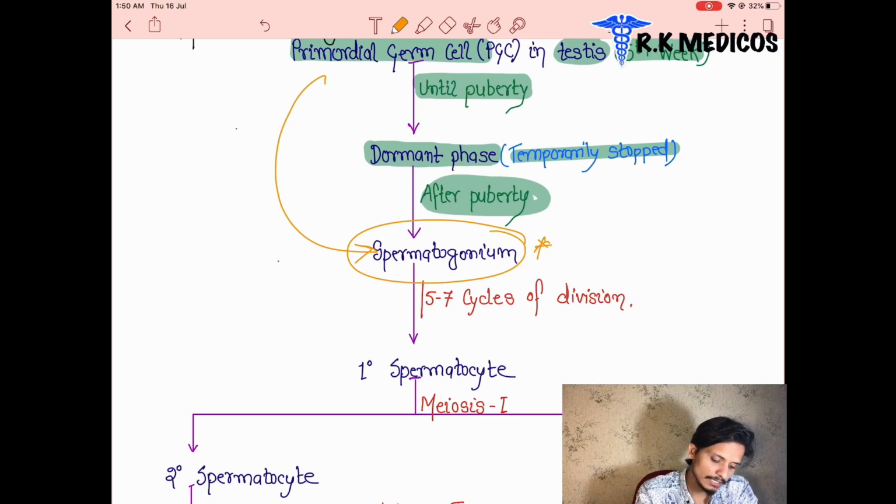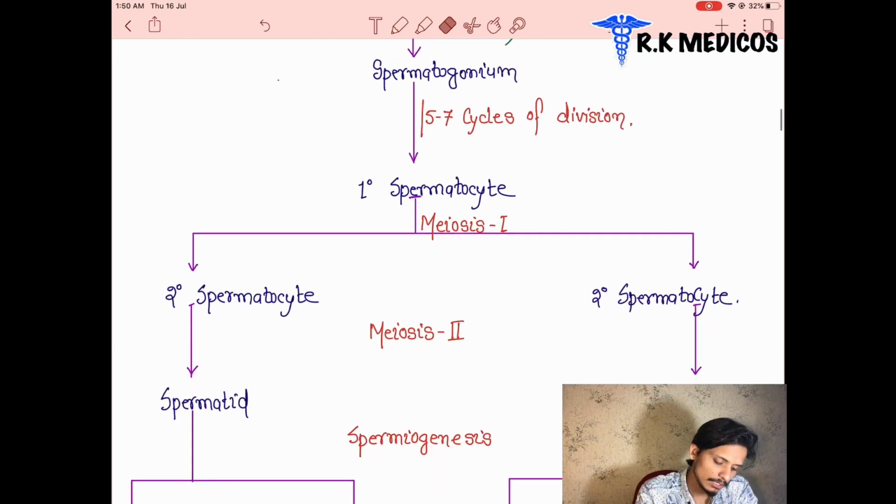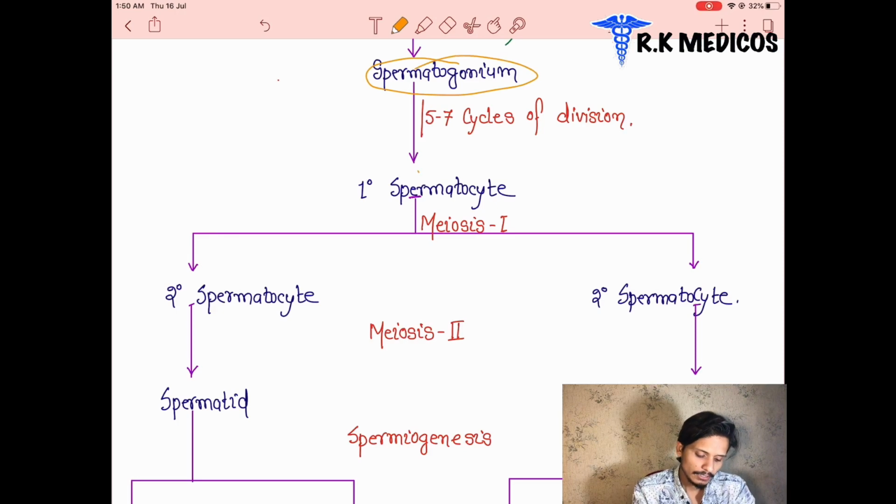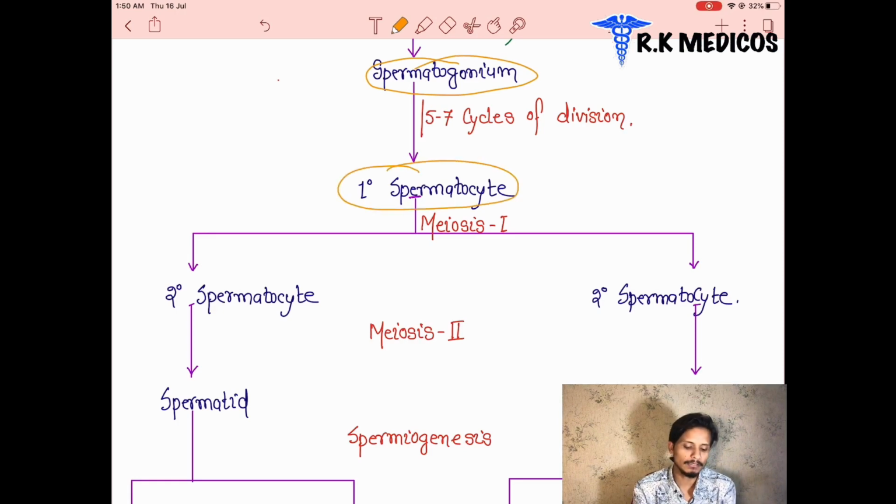In the next section, we see that the spermatogonium is converted into a primary spermatocyte. The synthesis of the primary spermatocyte happens through different cycles of division. There are basically several cycles, 5 to 7 in number. We don't know exactly, but it's experimentally proved. These 5 to 7 cycles of division happen in the spermatogonium. By mitosis, one spermatogonium produces 2 primary spermatocytes.